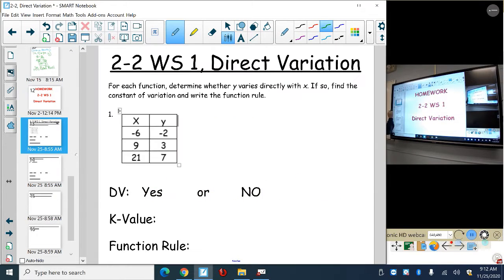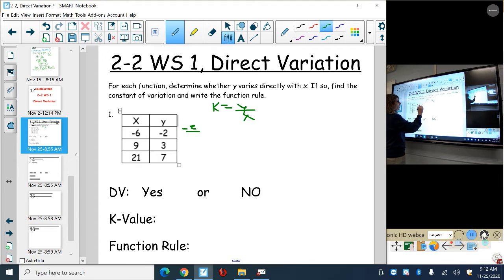Okay, so let's go ahead and start your homework for tonight. 2-2 worksheet 1, directions for problems 1. For each function, determine whether y varies directly with x. If so, find the constant of variation and write the function rule. So what this means is k is equal to y over x.